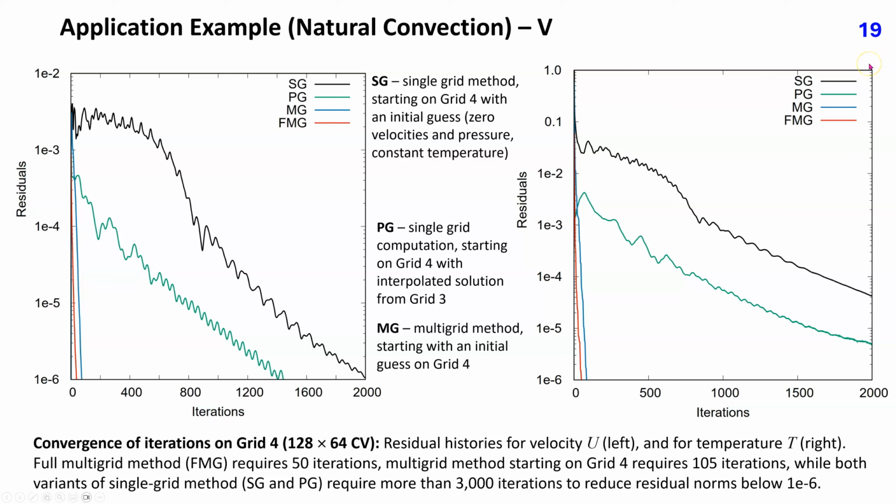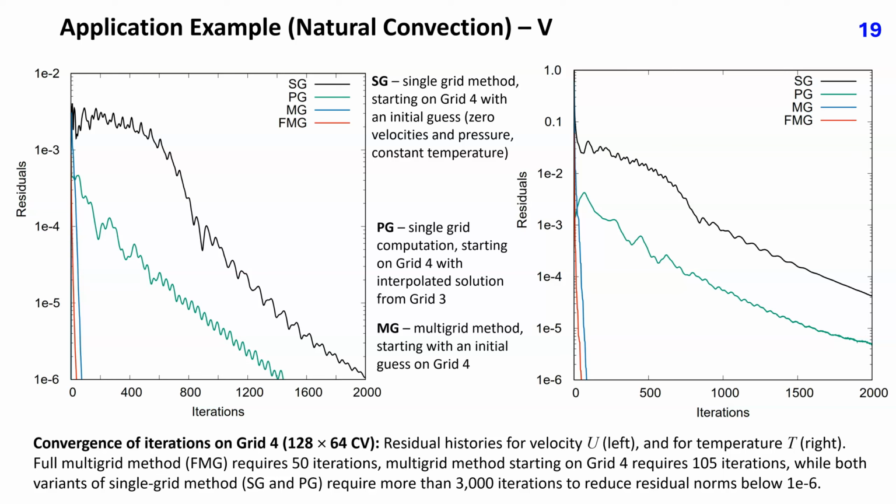This slide shows convergence of iterations on grid 4, 128 by 64 control volumes. Shown are residual histories for velocity u and for temperature T. SG denotes single grid method, starting on grid 4 with an initial guess, which is zero velocities and pressure and constant temperature. PG denotes single grid computation, starting on grid 4 with initial fields obtained by interpolating the solution from grid 3. MG denotes the multigrid method, starting with an initial guess on grid 4.